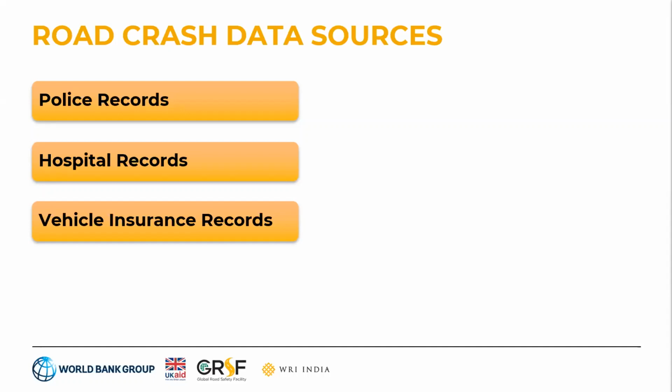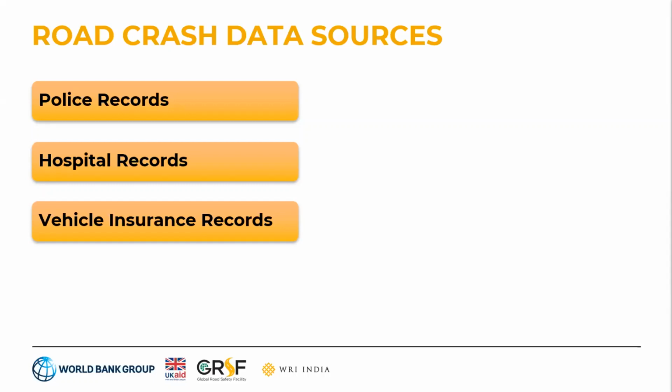Another very good use of hospital records is going into details about the crash, which are sometimes left out from the police records. So you can get information about injuries on the victim's body, which can give you more details of how that crash occurred and what were the factors that led to that crash, which actually can inform decision making.